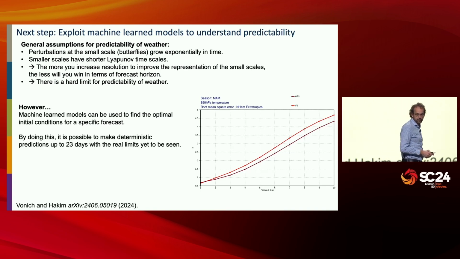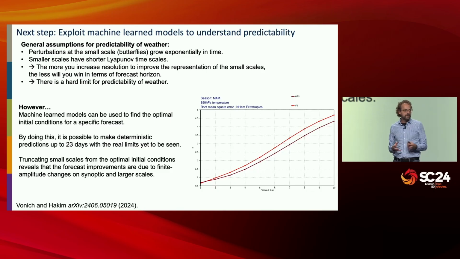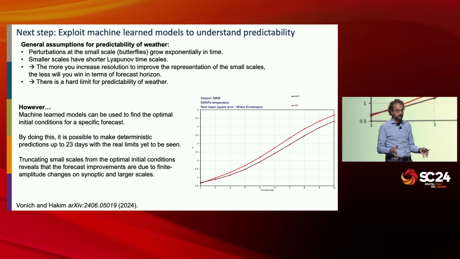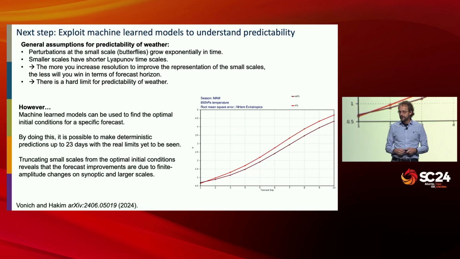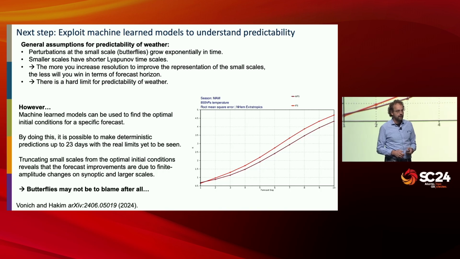And there's a team by Vonich and Hakim who showed that you can now make predictions of 23 days lead time, having those optimized initial conditions. That's unseen for a lot of the fields. And the important part that they also show is that they don't need to improve the small scales of the initial conditions. They can just improve the initial conditions on the large scale and get good results. This is definitely leaving me puzzled, like, what does it mean then for the butterfly effect? So do we actually need butterflies to do a good weather forecast? I don't know. So they're interesting studies as well to be looked into.